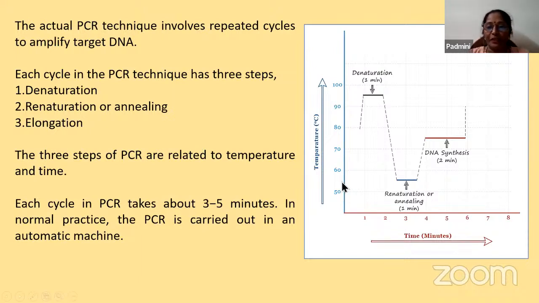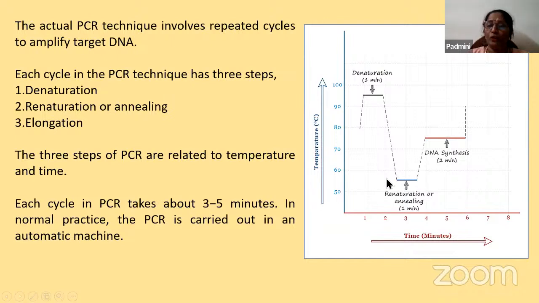It's an automatic machine where, as you can see, on the y-axis you have the temperature, and on the x-axis you have the time. When you increase the temperature to around 95 degrees centigrade, you are allowing the DNA to denature. At 95 degrees, the hydrogen bonds between the DNA strands break open and the strands get separated. Then when you reduce the temperature to around 55 degrees centigrade, the DNA is going to anneal, or renaturation is going to occur.